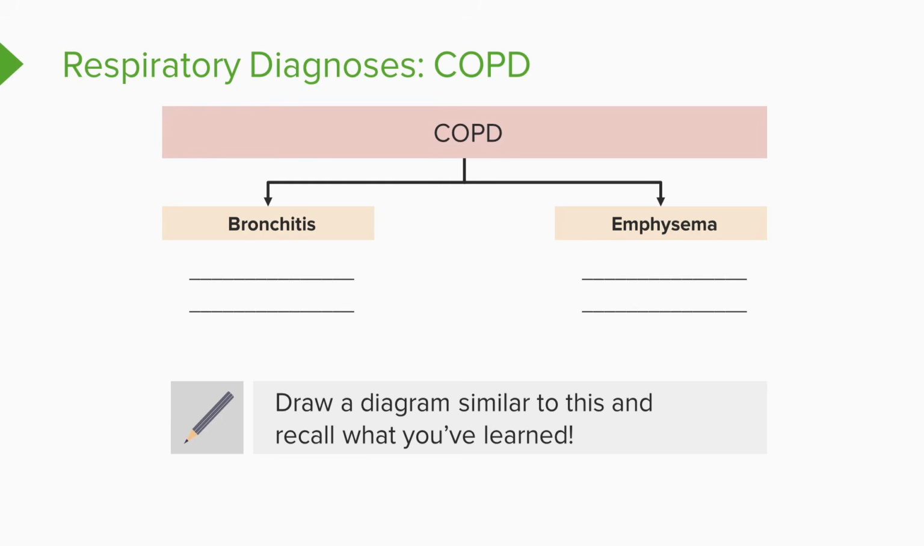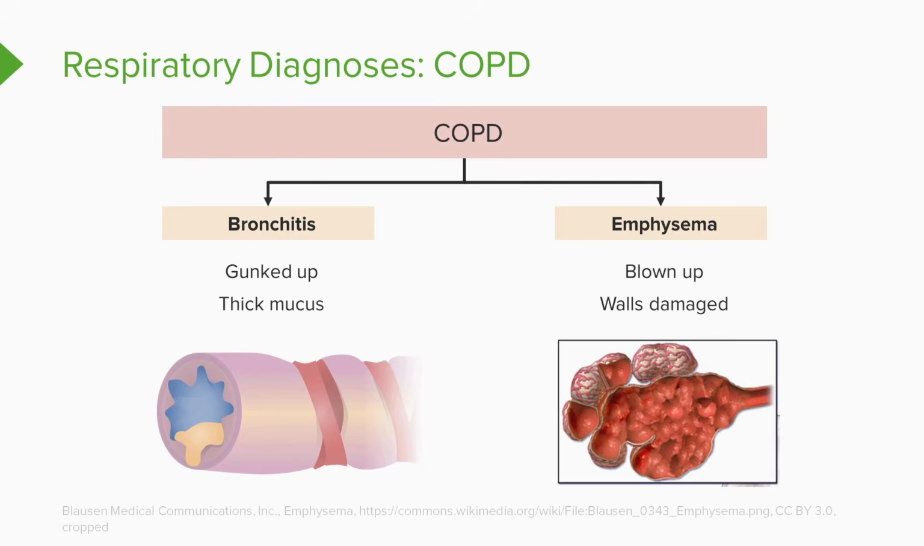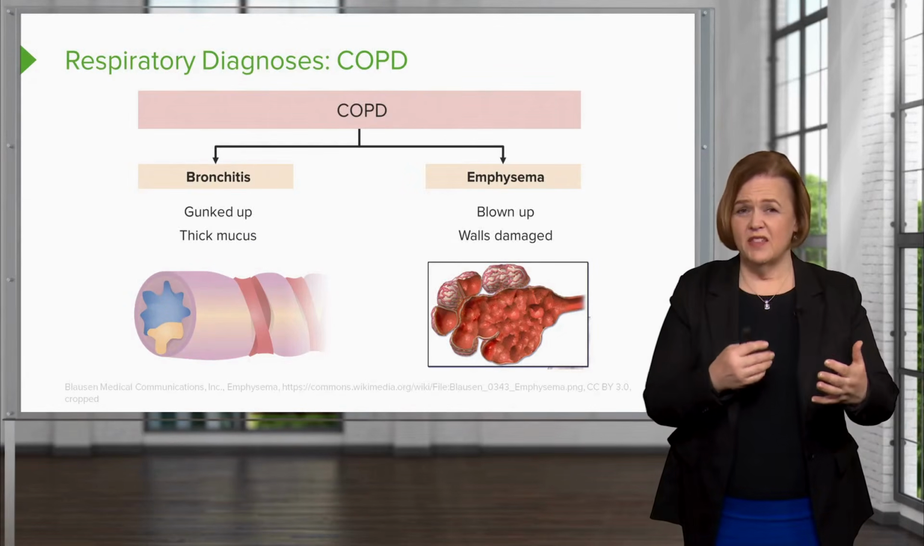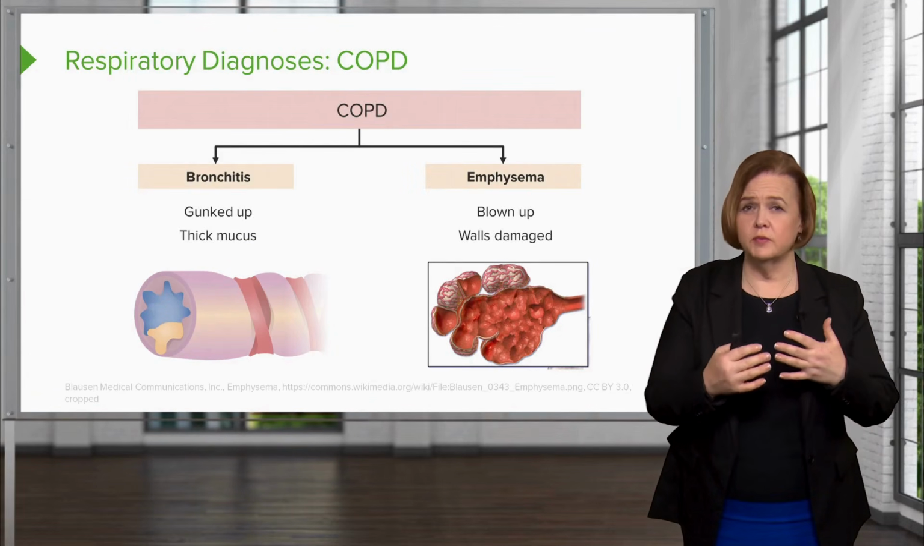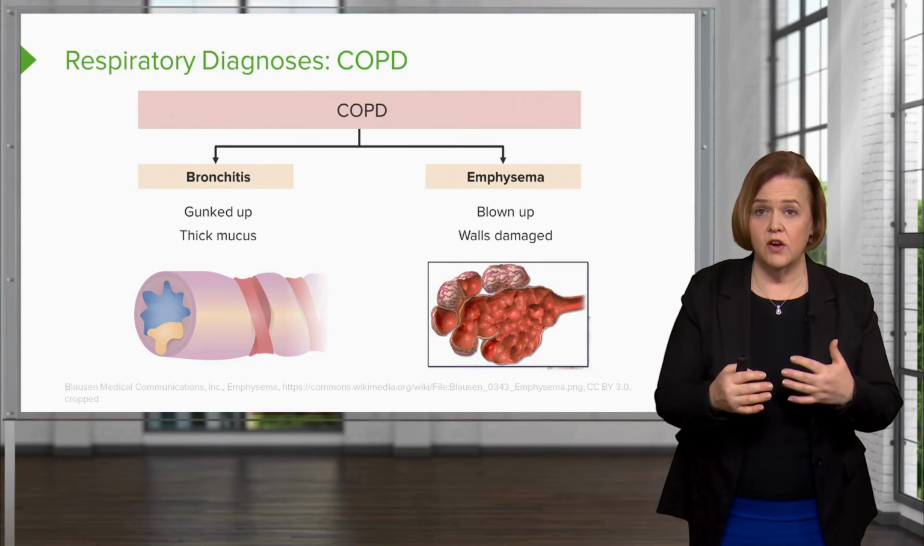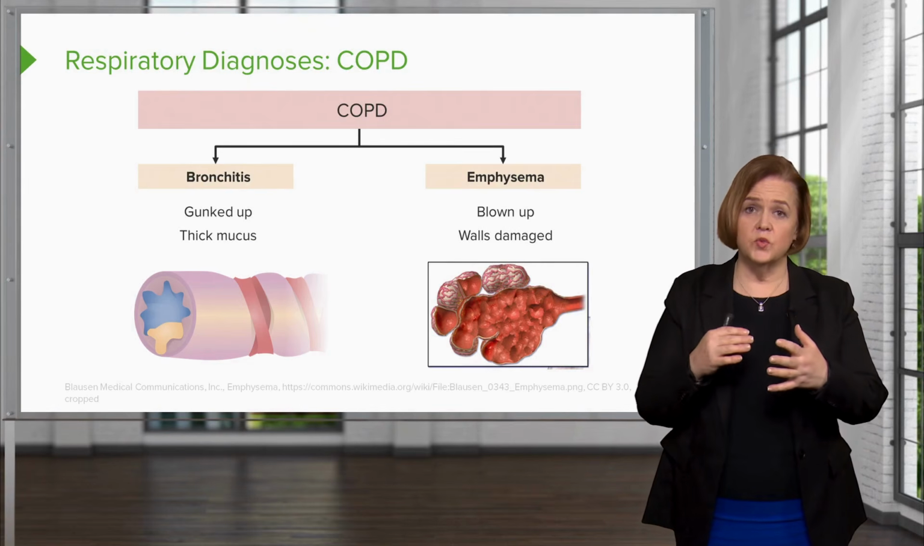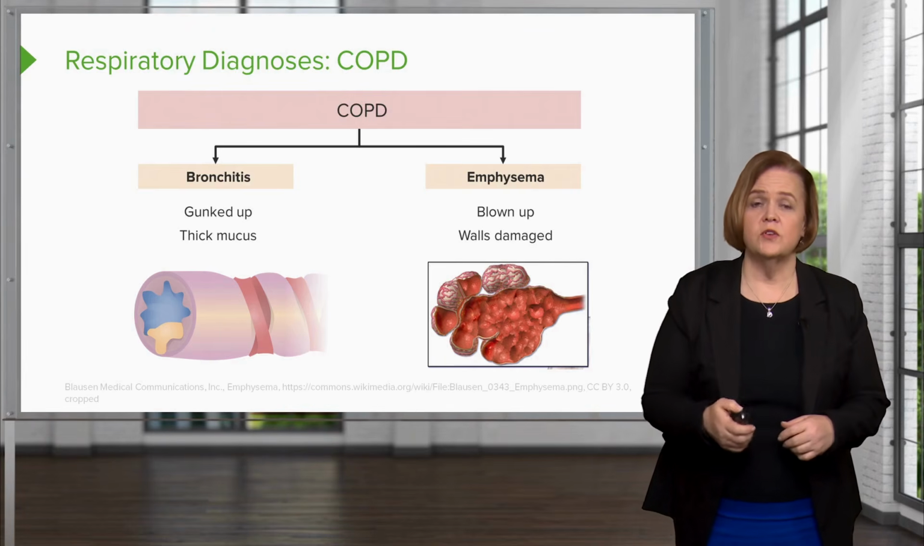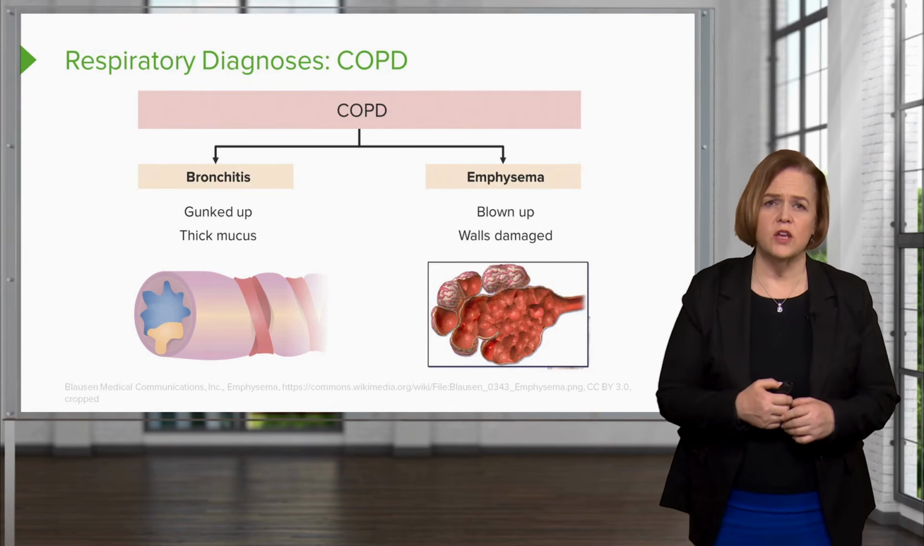Now, I remember it this way. Bronchitis is gunked up, emphysema is blown up. Either way, the lungs aren't able to function efficiently. With bronchitis, they've got all that thick mucus, making it difficult to breathe and for air to get to where it needs to go. And with emphysema, because those walls are damaged, we also don't have good O2, CO2 exchange.